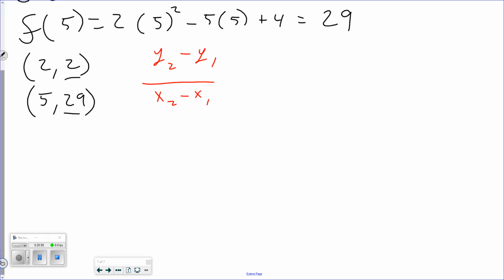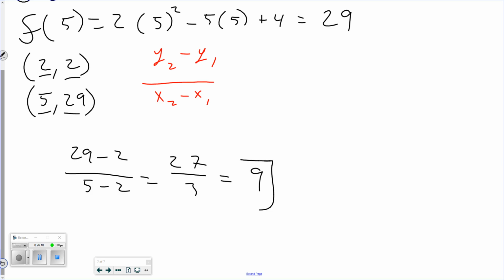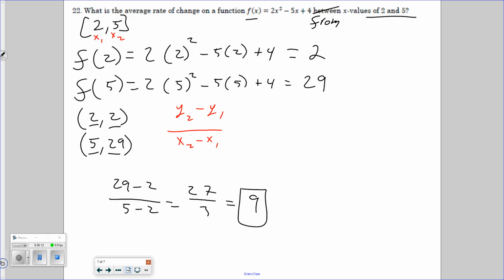So we can do 29 minus 2 over 5 minus 2, which gives you 27 over 3, which is a positive 9. So that is the average rate of change. So if we give you a function without the y values, you just solve for the y values, plug into the average rate of change formula, solve it out.